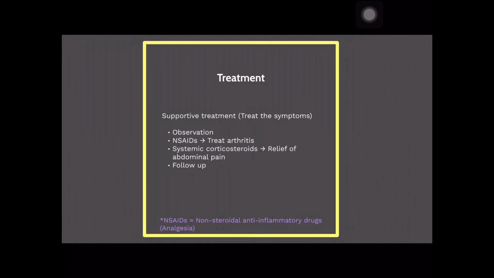Treatment for Henoch-Schönlein purpura is supportive. A short-term course of non-steroidal anti-inflammatory drugs, NSAID, can be administered to treat acute arthritis. Systemic corticosteroids usually are reserved for children with gastrointestinal disease and provide significant relief of abdominal pain. A typical dosing regimen is prednisolone for about 1 to 2 weeks, followed by a tapered schedule.